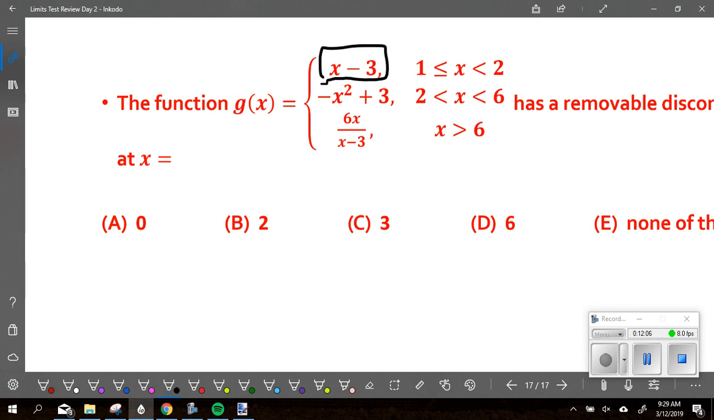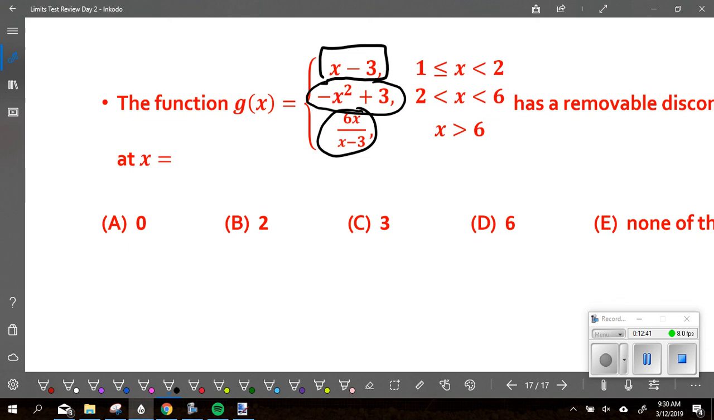This thing is x minus 3, discontinuous. Is it a continuous function? Yes. Is this a continuous function? Yes. Is this a continuous function? No. Where is that last function not continuous? At 3. But if it were 3, would you plug into this equation? No, because I only want to plug in x is greater than 6. And so my only options for where you would have a removable discontinuity is at 2 and at 6.